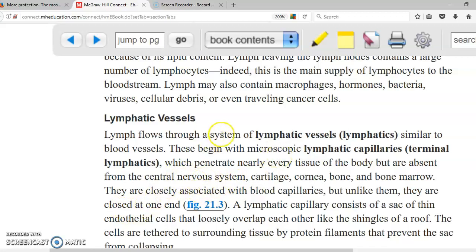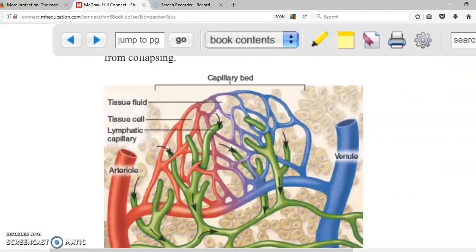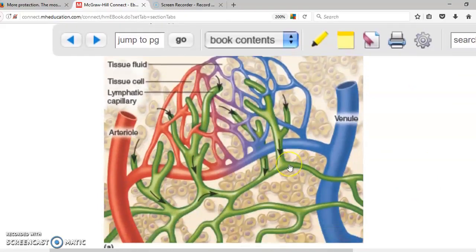One characteristic that lymphatic vessels have is that they resemble the veins. Veins have valves and lymphatic vessels have valves as well. So right here you see the blood vessel capillaries, and you can see in here the capillaries in this case that belong to the lymphatic vessels.